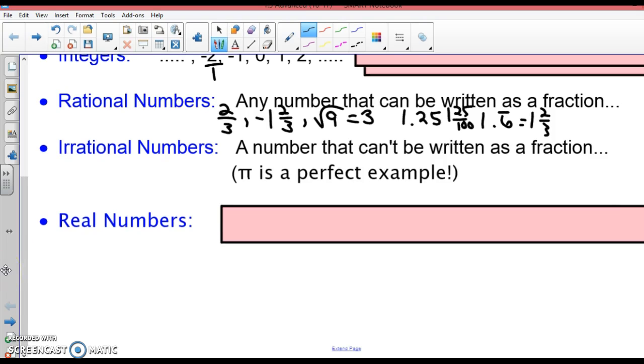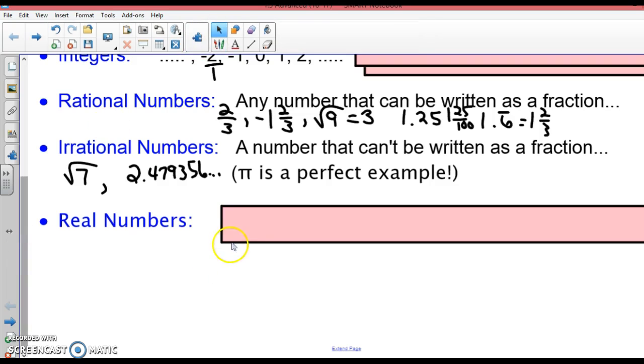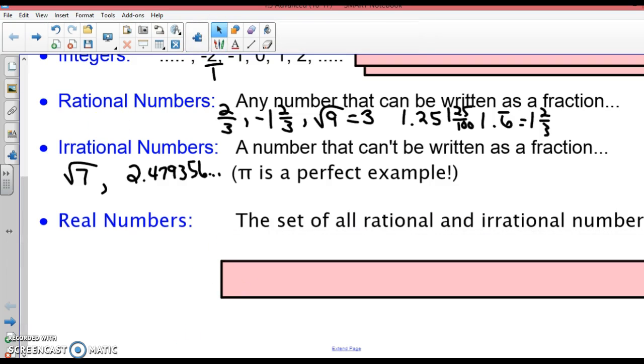Irrational numbers. The only thing that is irrational is a decimal that goes on forever and ever and does not repeat. Pi is a perfect example. Another example of irrational is the square root of a non-perfect square, like the square root of 7. That'll be a decimal that'll go on forever and ever and doesn't repeat. Another example of an irrational number would be something like this, 2.479356... That shows that it goes on forever and ever and there is no pattern. So that is irrational.